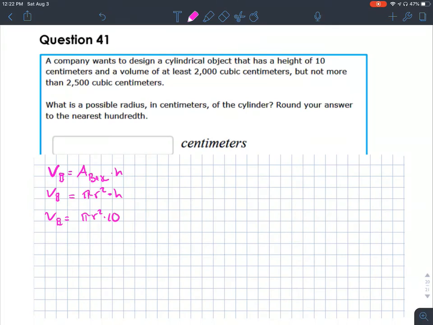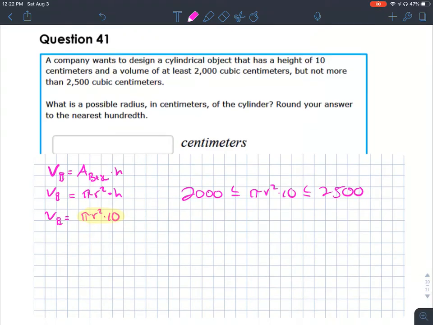And we want this number here to be between 2,000 and 2,500. Lots of different ways you can do this. You can make two different equations and solve for the radiuses. You can just make one compound inequality. That's what I'm going to do.